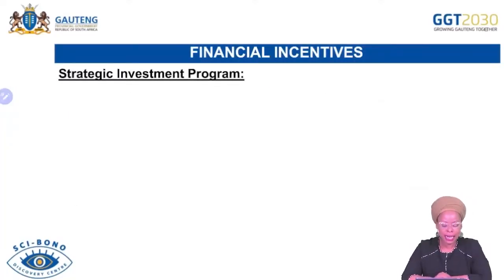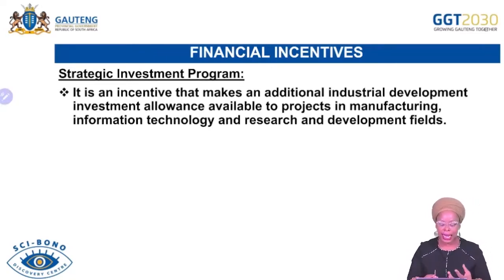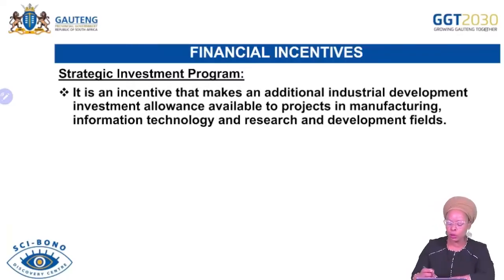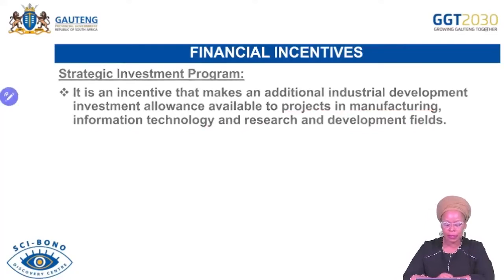We have the strategic investment program. How does it work? This again is an incentive that supports additional industrial development investment, but only for certain projects. Let's look at those projects. This grant or allowance is available for manufacturing projects, information technology, and research plus development fields. It is not open for other things, but mainly for manufacturing, information technology, and research plus development fields.